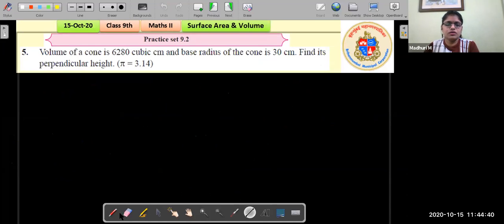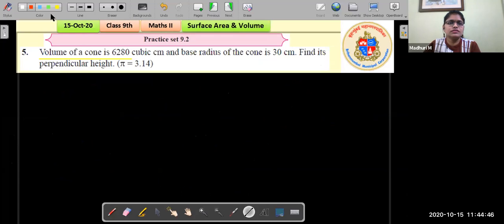We start with whatever is given. So what are we given? Volume of cone is 6,280 cubic centimeters. This is the volume. We are given the radius to be 30 centimeters, and we are asked to find the perpendicular height, that is h. We are also given the value of pi.